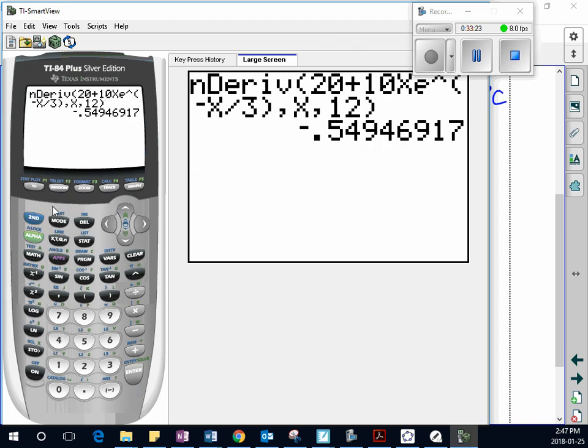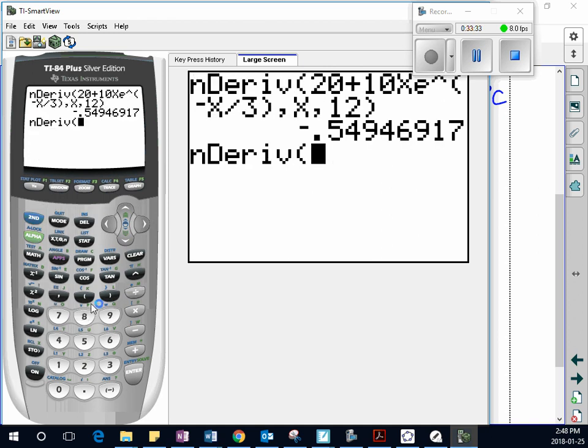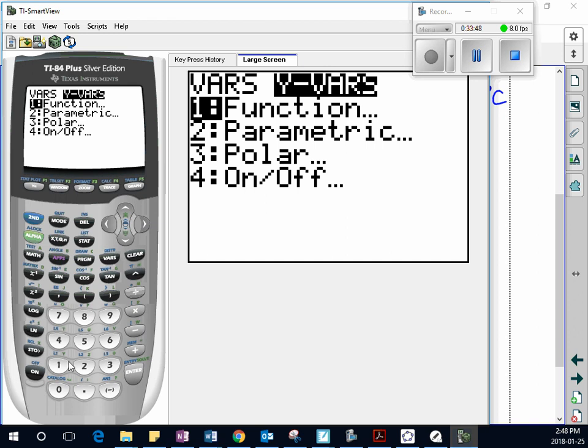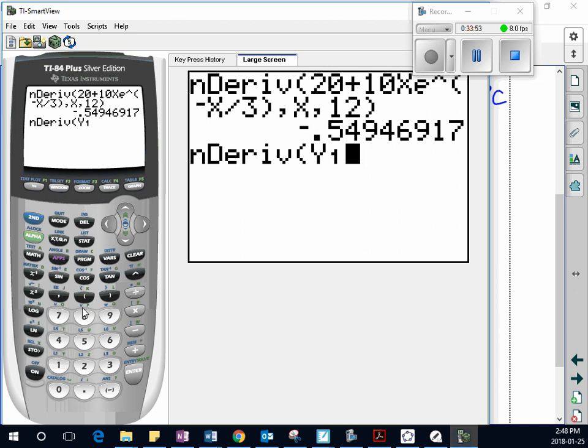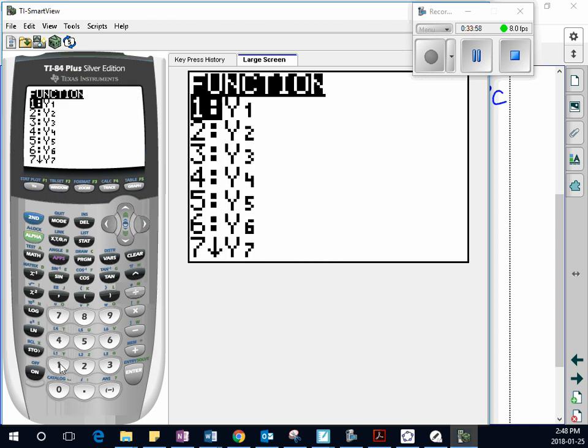So now I'm going to do the same thing again. I'm going to go to math, 8. And instead of typing 20 plus 10 blah, blah, blah, I'm going to type y1. And you might say, well, where the heck is y1? You got to be told this once and remember this. It's vars, toggle over to y vars, press function 1, and there's your y1. So I'll repeat. It's vars, y vars, function, and then there's y1.